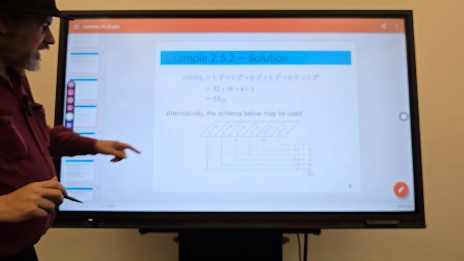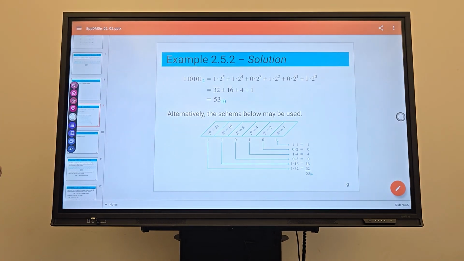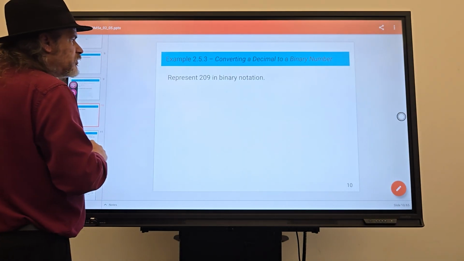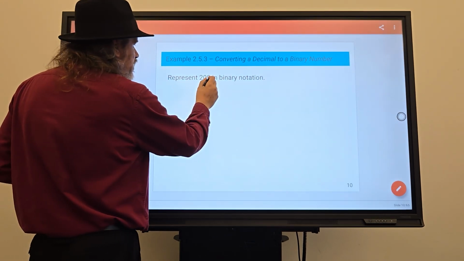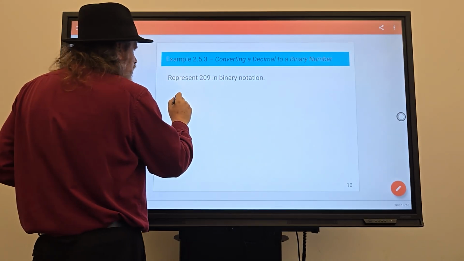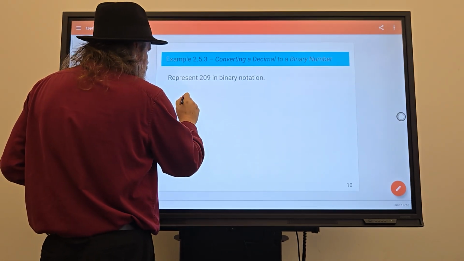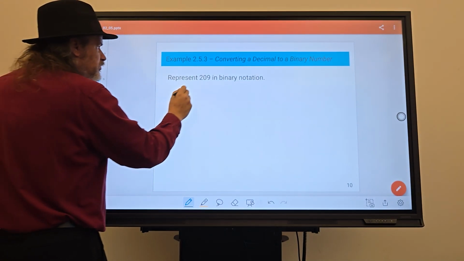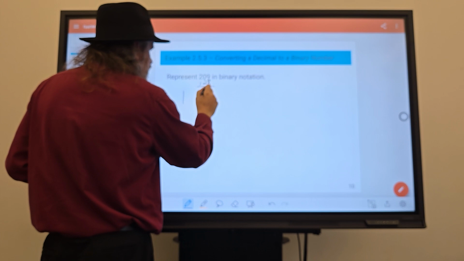But yeah, you multiply by the appropriate power of 2. Now represent 209 in binary. Well, 209 lies between 256 and 128, so you put a 1 in the 128th spot. Subtract 128 from that. You get 81.